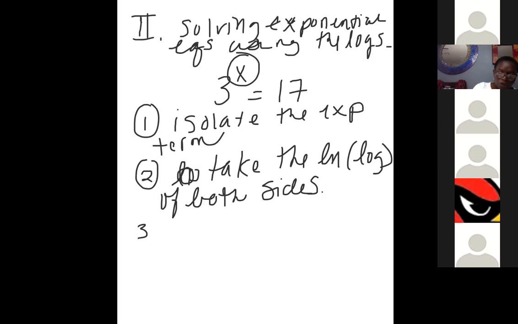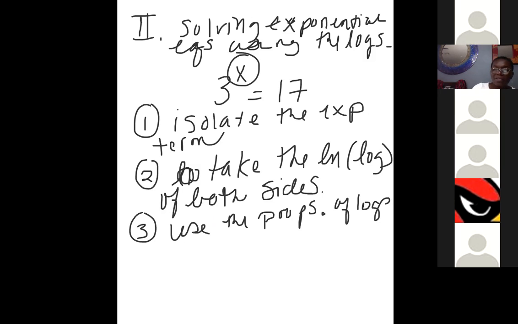So guys, for this, you take the natural log of both sides. Number 3, you're going to apply the properties of logs. Use the properties of logs. And when you use the properties of logs, most of the time it is changing that exponent to a coefficient. And in step 4, you're going to now solve the problem.